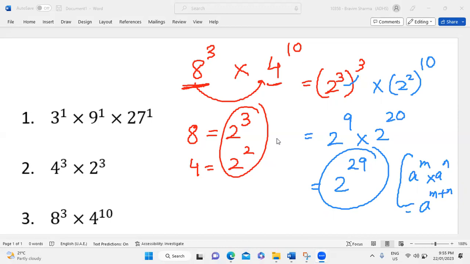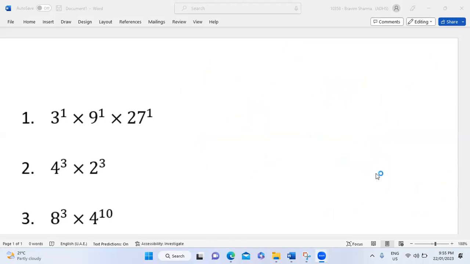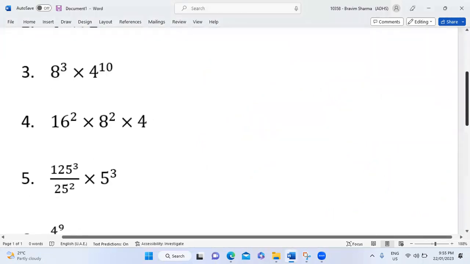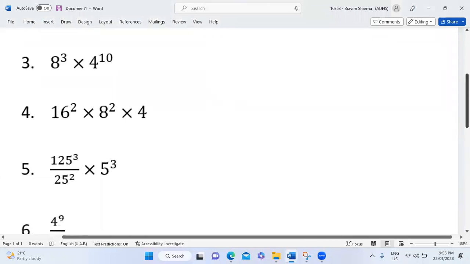Okay. Now the next question is, let me write it here. 16 raised to the power of 2 times 8 raised to the power of 2 times 4. So how can we solve this question? Very easy. Again, I see we have 8, 16 and 4. We have to express all of them as a single base, the same base.